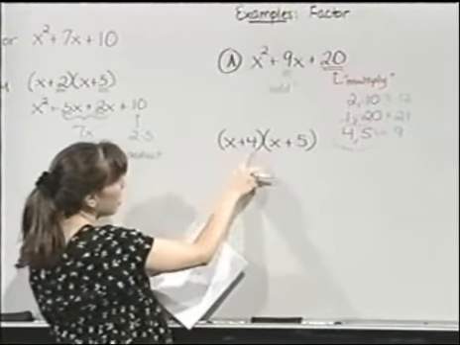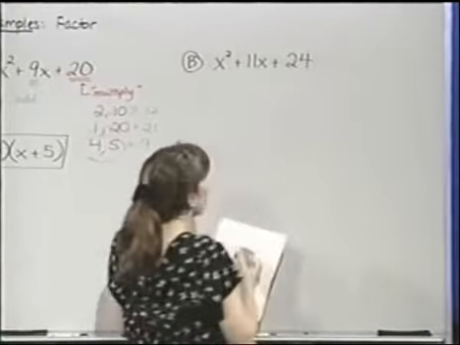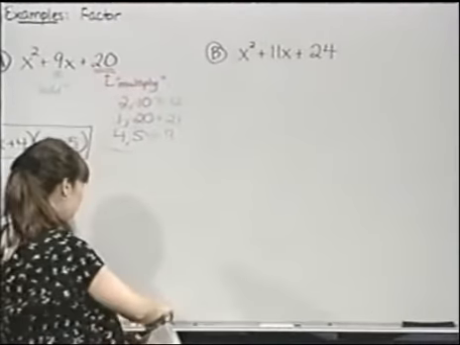Let's take a look at a second example. I'll call this example B. This is the polynomial x squared plus 11x plus 24.